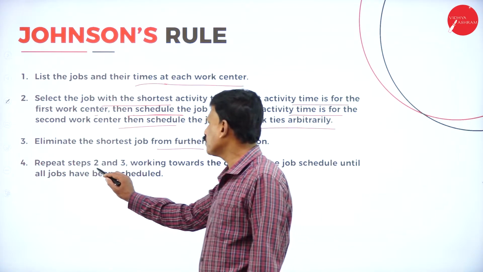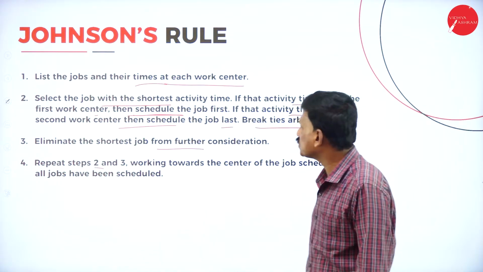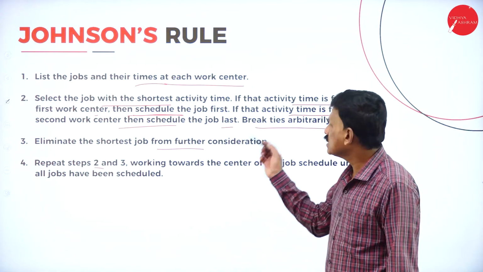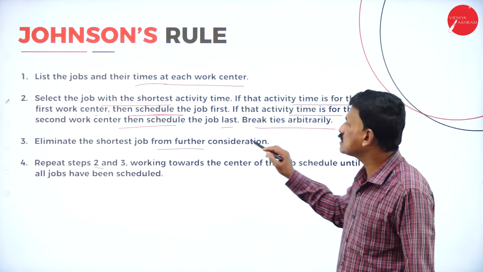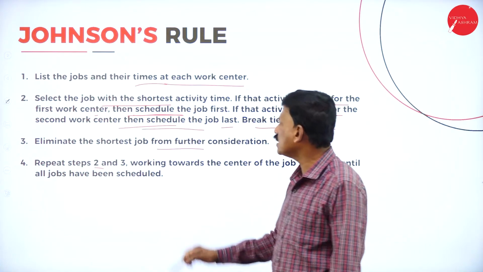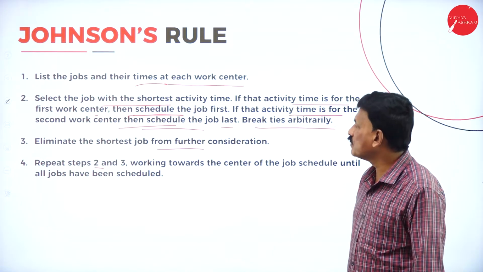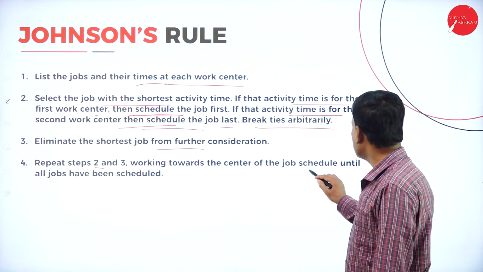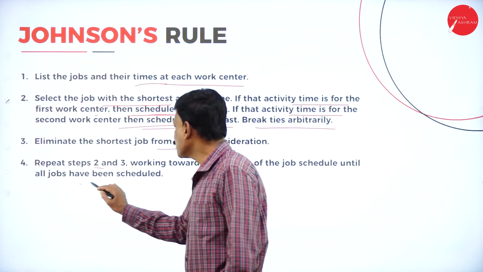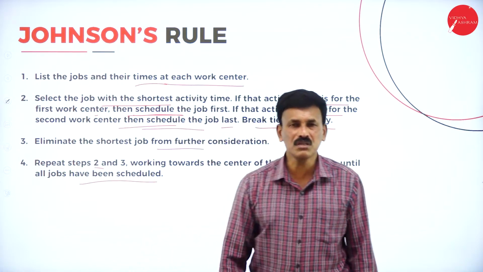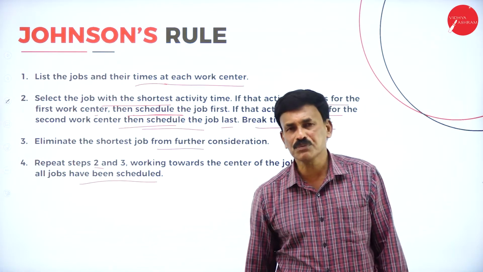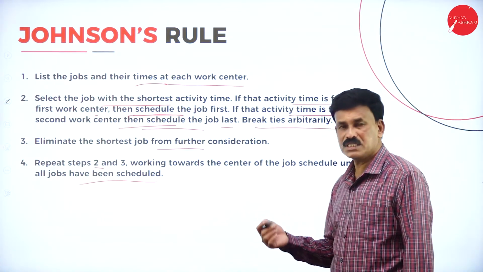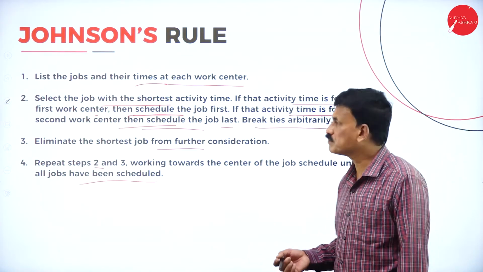Now repeat steps 2 and 3. That means select again the shortest value and assign it to the first if it is for the first; if the activity is for the second, then assign the work to the second. The process is repeated until all the jobs have been scheduled. Now, I'll explain this step by step while performing the problem.